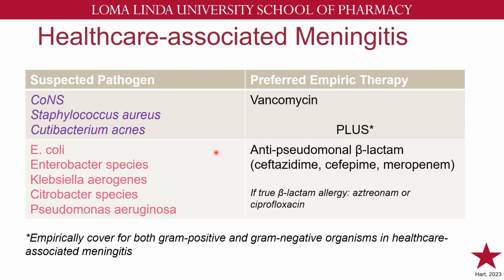So our cephalosporins will generally cover E. coli, Enterobacter species, Klebsiella aerogenes, and Citrobacter. However, remember, Pseudomonas becomes a suspected pathogen in our healthcare-associated meningitis, and we will want to cover for this organism, and we do that by using either ceftazidime, cefepime, or even meropenem.